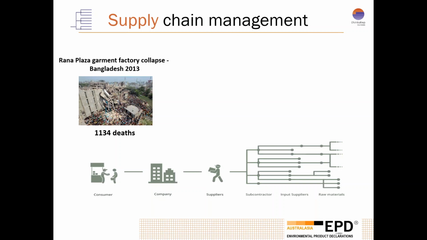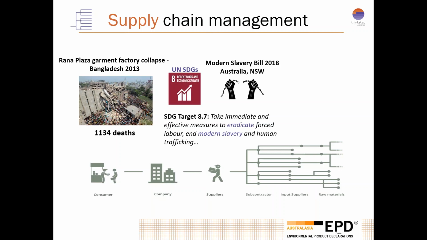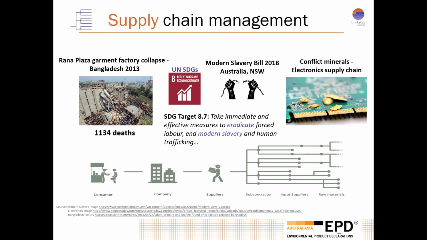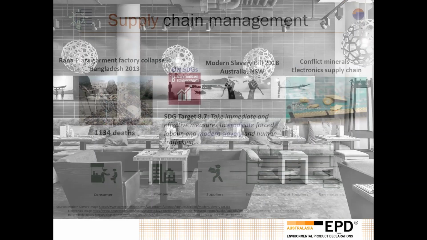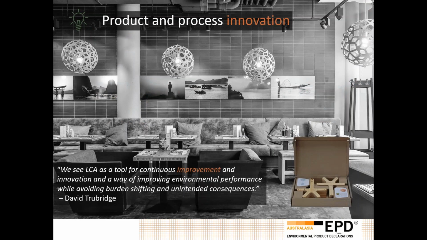But EPDs, and the life cycle assessment process, can really help you to understand your full supply chain, your full value chain, and to consider where the risks are in that chain. This can help you with your contributions and reporting on the UN Sustainable Development Goals, with identifying things like conflict minerals in the supply chain if you're an electronics manufacturer, and with identifying things like modern slavery, if you're also considering the social side of life cycle assessment and taking that whole supply chain view.